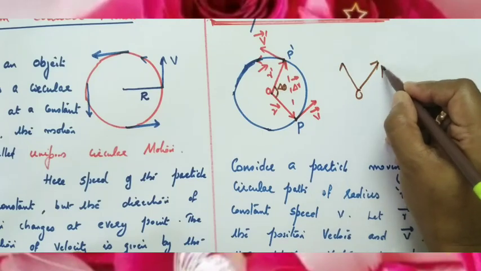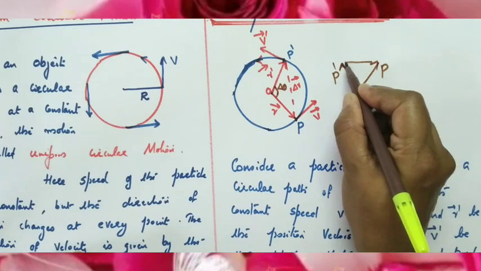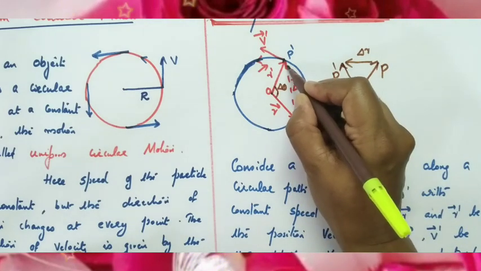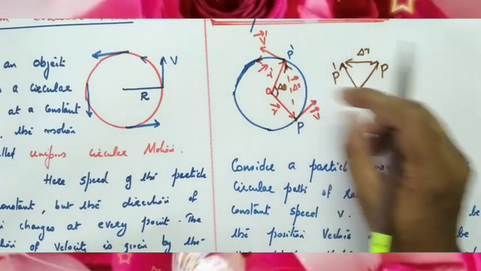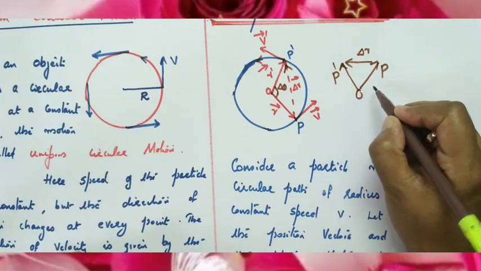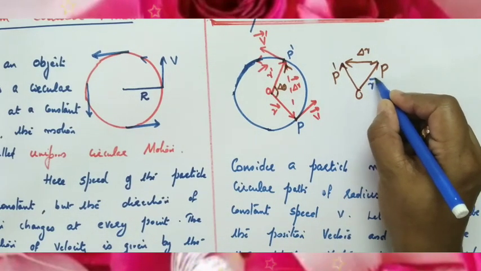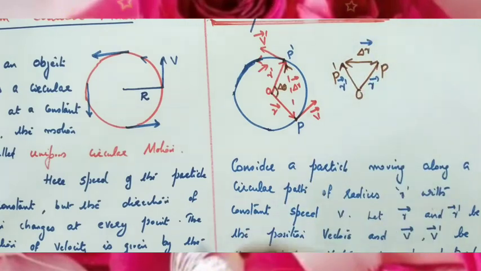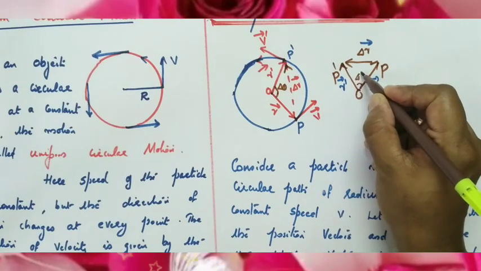OP represents the first vector, OP dash is the second vector, and from P to P dash there is a displacement vector, that is delta r. From initial position to final position there is a displacement vector, delta r. So this can be redrawn like this: O, P, P dash. OP represents the initial position vector, which is given by vector r. This is vector r, this is vector r dash, and this is the displacement vector. Clear, children? And the angle subtended at the center is delta theta.